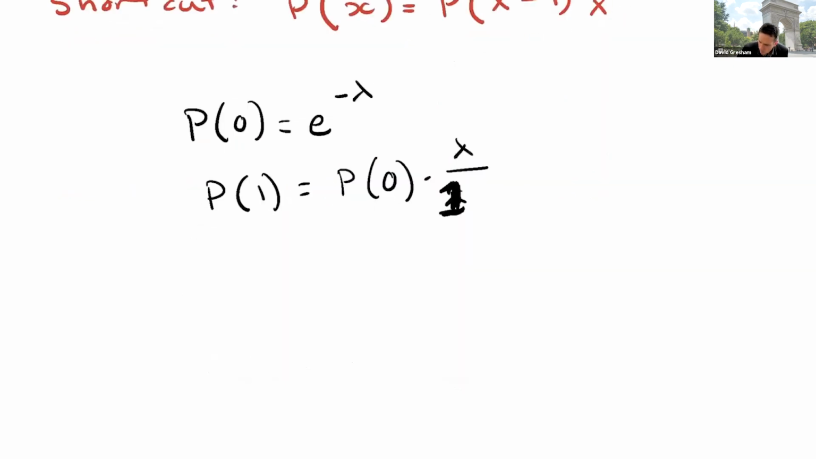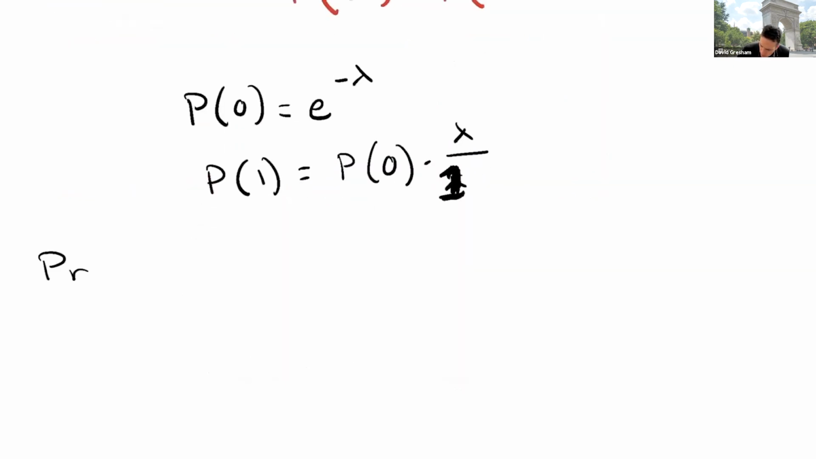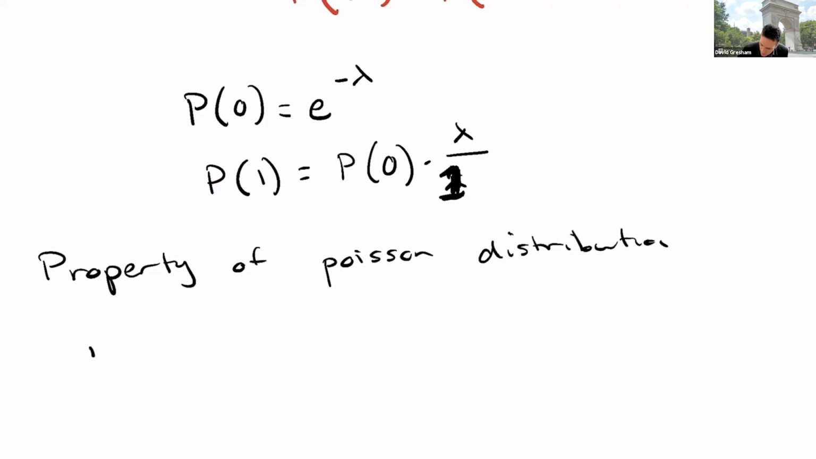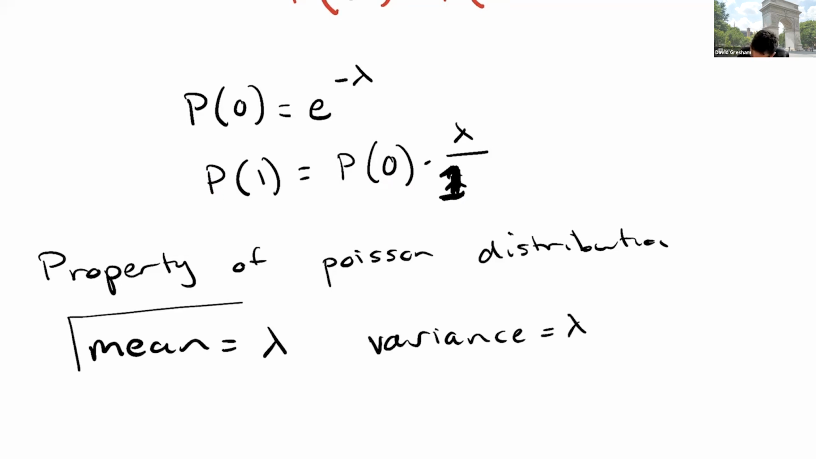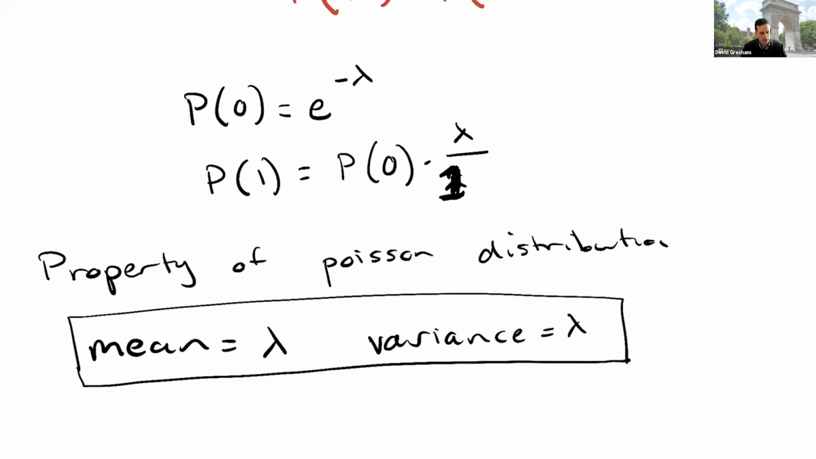The other interesting property of the Poisson distribution is that the mean is equal to lambda, and the variance of the distribution is also equal to lambda. And so the mean equals the variance in a Poisson distribution. So as the mean increases, the variance increases as well.